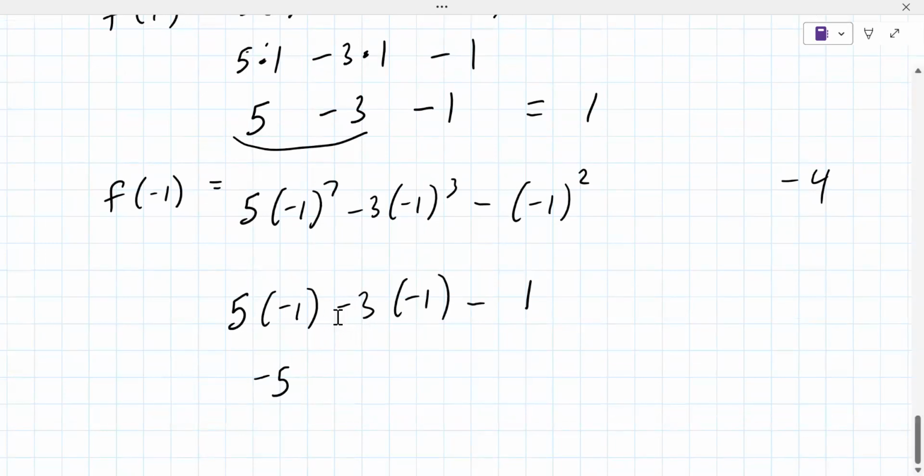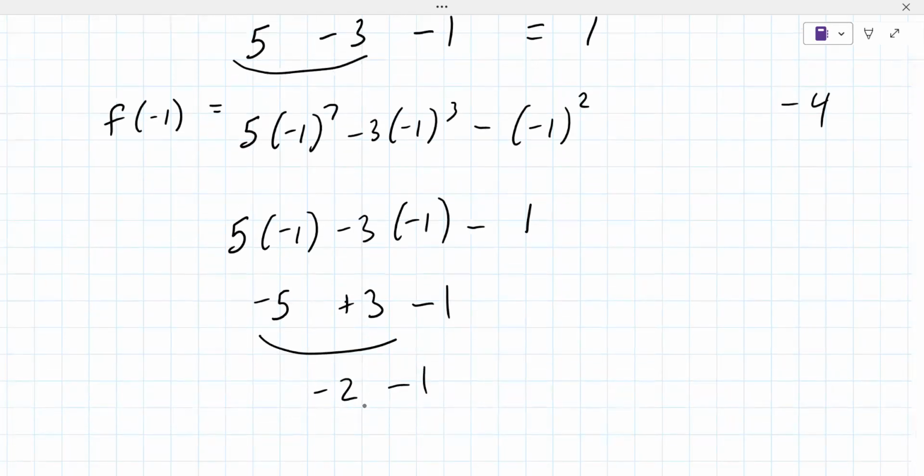And then you've got to decide here, you're going to treat this as -3 times -1, or 3 times -1 with a subtraction out front. It doesn't matter. You just have to decide which one you want to do. The more math you do, the more choices you get. I look at it as -3 times -1, that's +3. But if you prefer 3 times -1, that's -3, with the negatives making a positive. And so you have -5 plus 3, that's -2, minus 1 is -3.